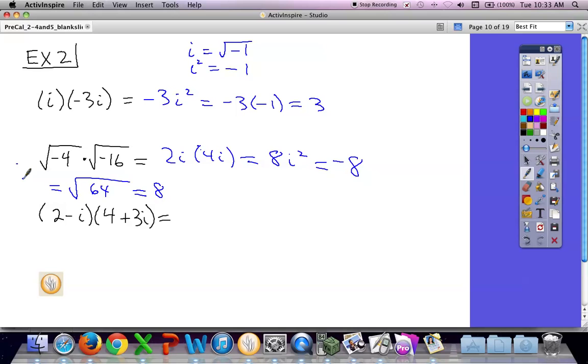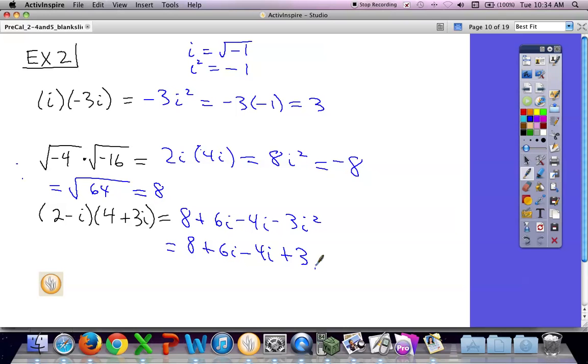Okay. Now, if we were to FOIL it, this is what it would look like, right? 2 times 4 is 8. 2 times 3i is 6i. 4 times negative i is minus 4i. And negative i times positive 3i, negative 3i squared. Right? So that is 8 plus 6i minus 4i plus 3.